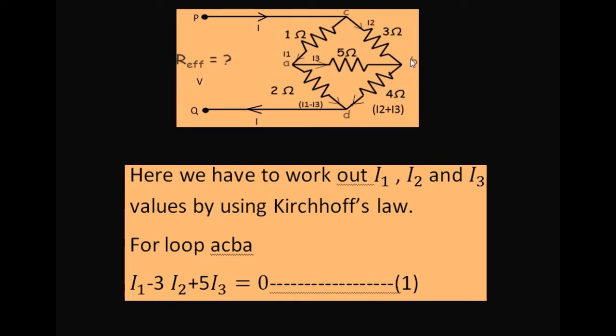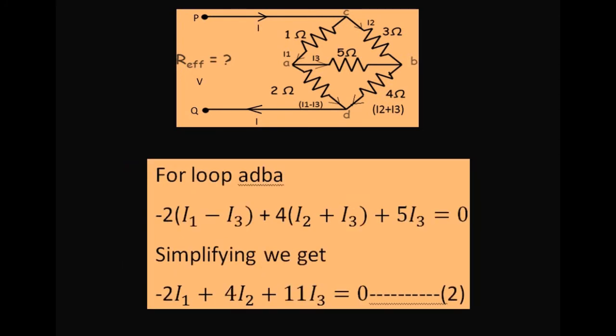And from B to A, again we are taking the potential difference opposite direction of the current, so it will be positive. So 5 I3 will be positive, and then that would be 0. So you get I1 minus 3 I2 plus 5 I3 is equal to 0. That is equation number 1.